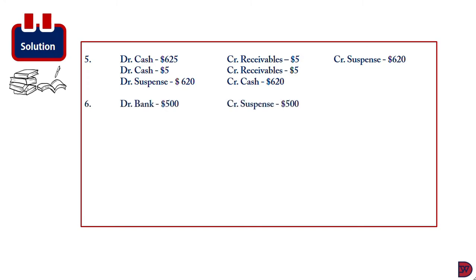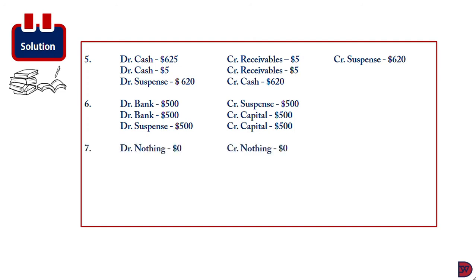Sixth solution. The bank was debited for $500. Then the Suspense account was credited for also $500. The entry should have been the bank debited and capital credited for $500. We go to the Suspense account, zero it by debiting it because it was earlier credited, $500. Then we now credit the capital, restoring the entry.